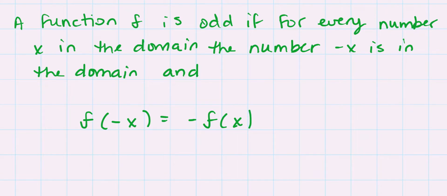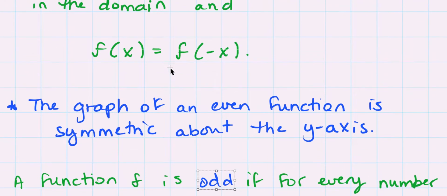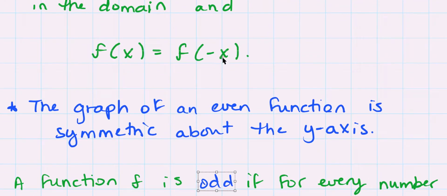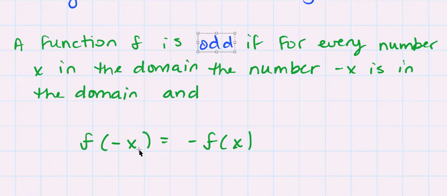So before, with an even function, the negative inside went away. Let me scroll back up. You see how I have a negative x here, but that goes away here. This time, when we have a negative x, the negative goes on the outside of f of just x.